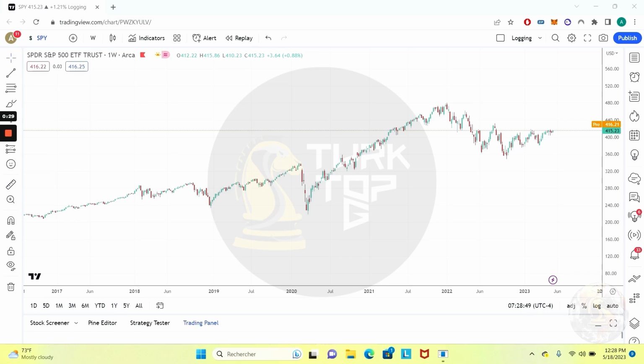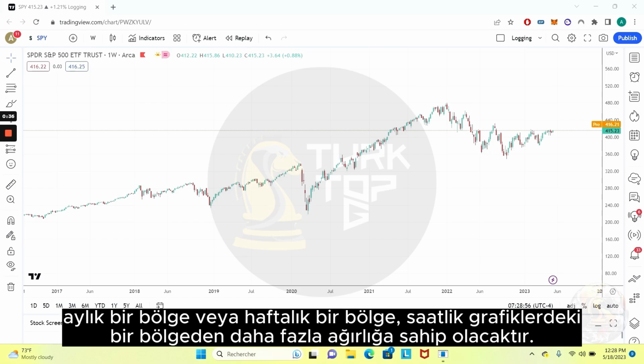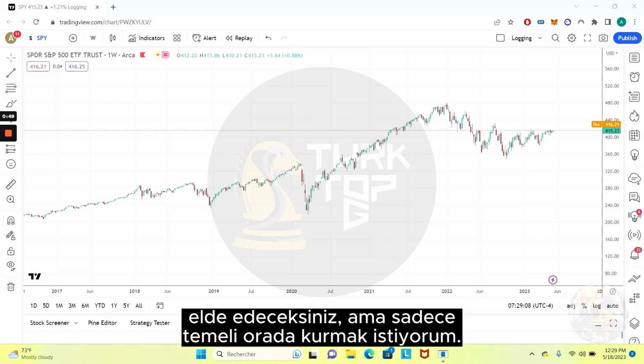Another thing to mention is larger time frame zones are always more important than smaller time frame zones. So a monthly zone or a weekly zone will have more weight to it than a zone on the hourly charts. All right. So you will get more clarity on this once we draw out some zones, but just wanted to establish the foundation there.